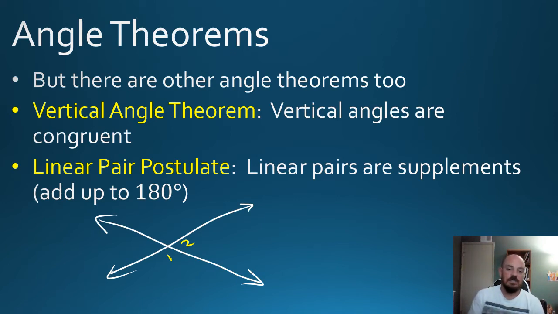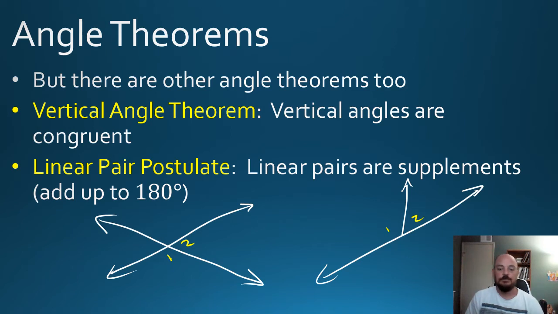If you have, and it doesn't have to be two lines crossing, if you have a line like this anywhere, and then it's split into two angles like this, those two angles, I'll call them 1 and 2 again, that's a linear pair, they add up to 180.